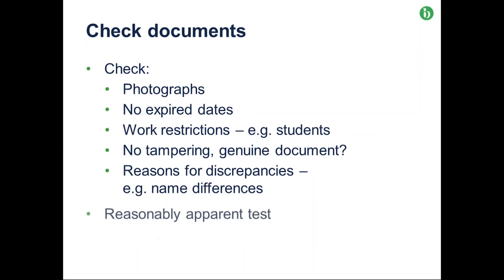There's a reasonably apparent test in terms of what you must know, so you're not expected to be an expert in detecting forgeries. What you do need to do, though, is make sure that you take reasonable steps, and if it is reasonably apparent that a genuine document has been tampered with, for example, or that the explanations given to you don't appear to be rational or reasonable, then you would be expected to ask further questions or perhaps doubt the authenticity of the documents you've been given.